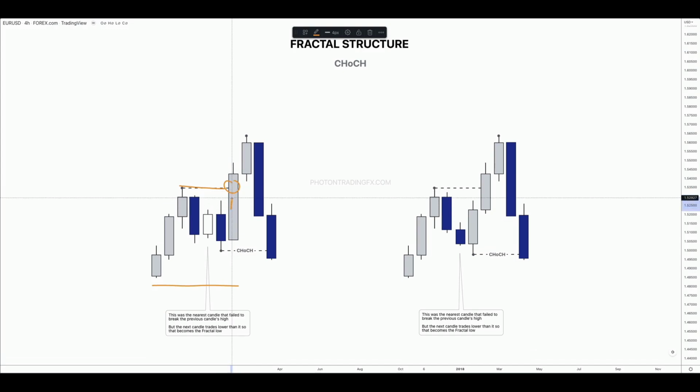Well, did this candle here break the previous candle's high? Yes, it broke its high. Did this candle here break the previous candle's high? Yes, it did. So that shouldn't be the low. Now this candle here, did it fail to break the previous candle's high?